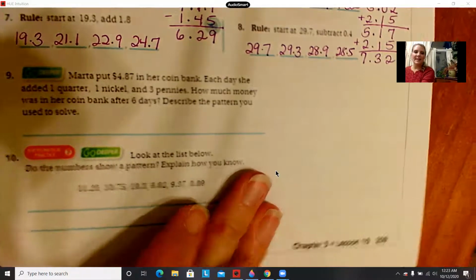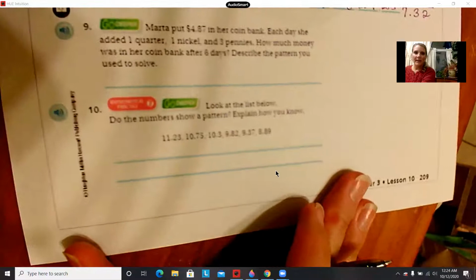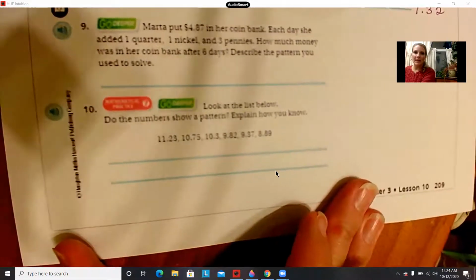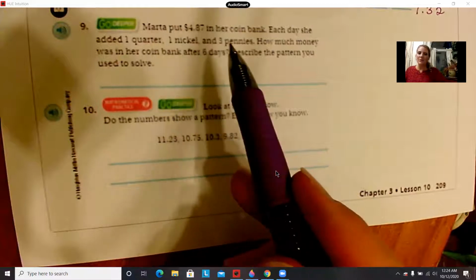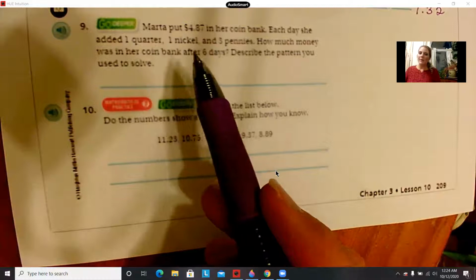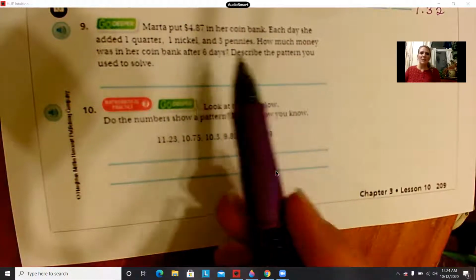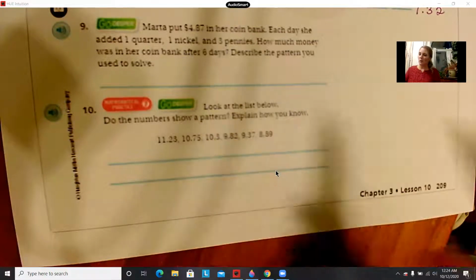All right, darlings, down to number 9. This is a little bit of a word problem here. And Marta likes to save up her money in her piggy bank. It says Marta put $4.87 into her coin bank, and each day she added 1 quarter, 1 nickel, and 3 pennies. How much money was in her coin bank after 6 days? Describe the pattern you used to solve.